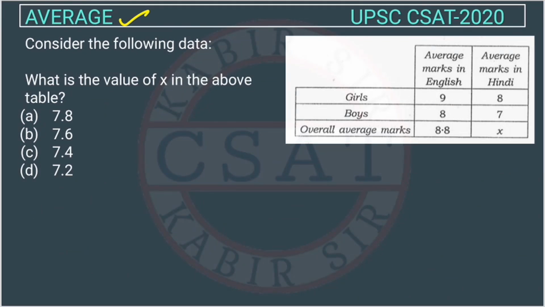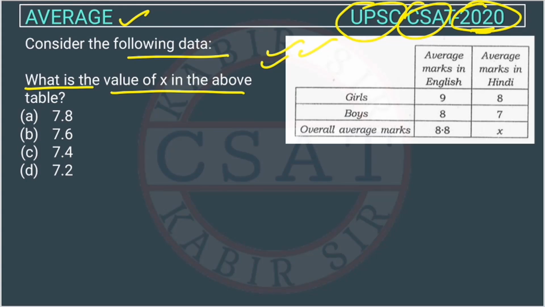This is a question on averages asked in the UPSC CSAT 2020 exam. Consider the following data. A table was given, and I know many students who just see a table and think this is a very tough question, I won't be able to do it. They leave this question and go to the next one. But in the CSAT paper, what do you have to do? You just have to try to make an equation. If you are able to make an equation, then you can solve it. I can assure you of that.